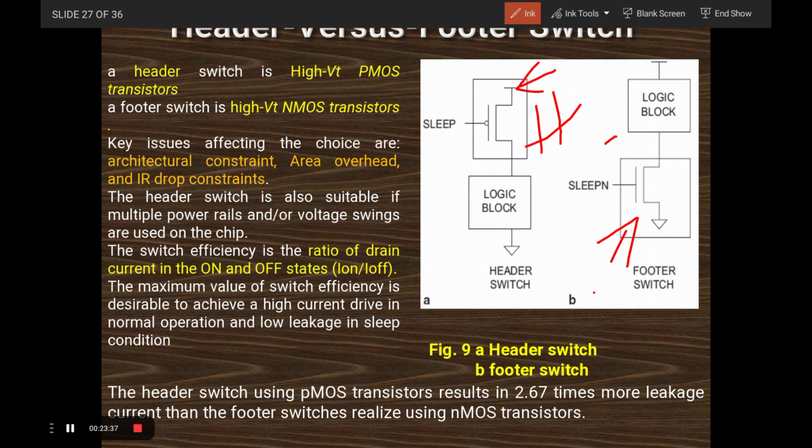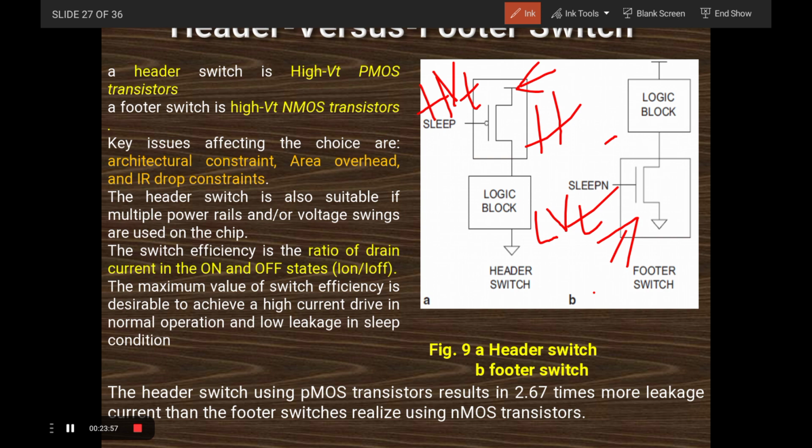So the header switches always act as high VT transistors. That means the transistor threshold voltage is always high. As well as the footer switches' threshold voltage, which is low VT transistors. We know why we are providing the high VT as well as low VT. The importance was already discussed in the previous slide.